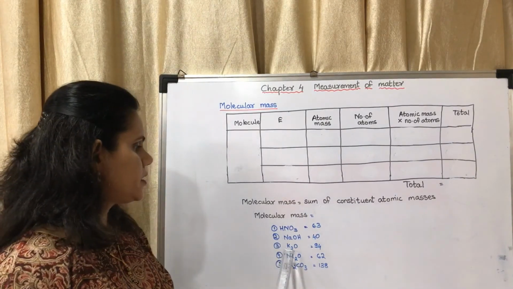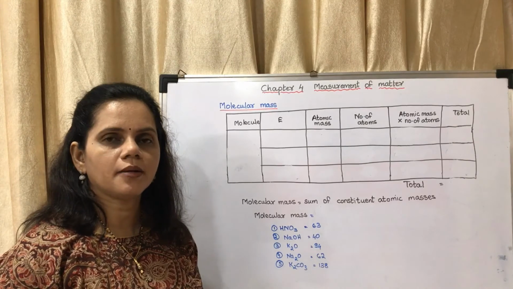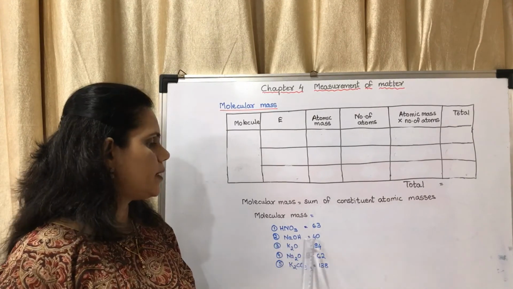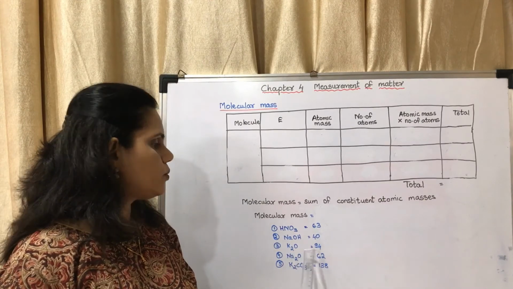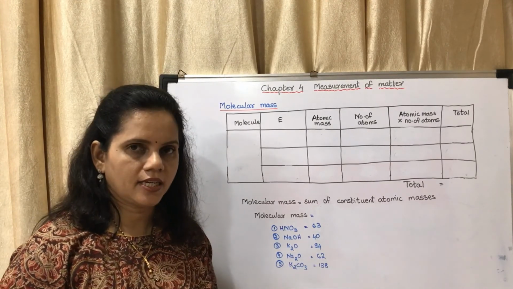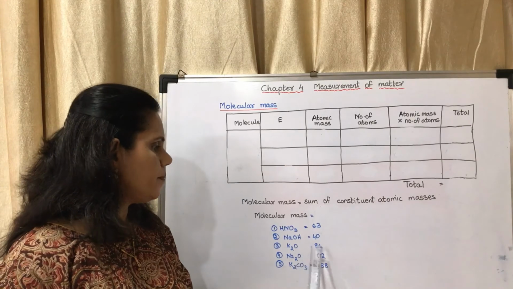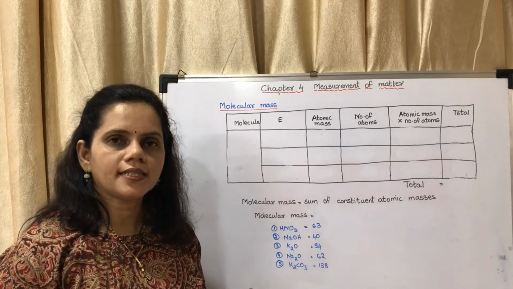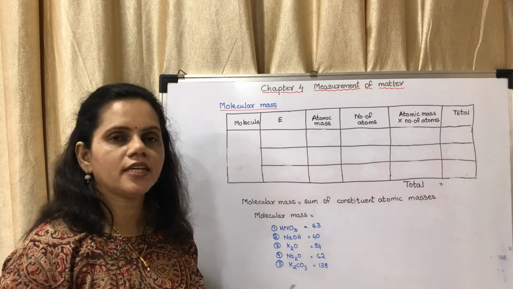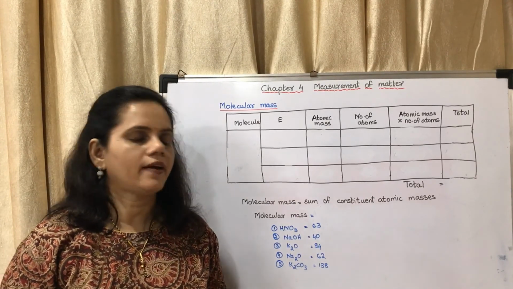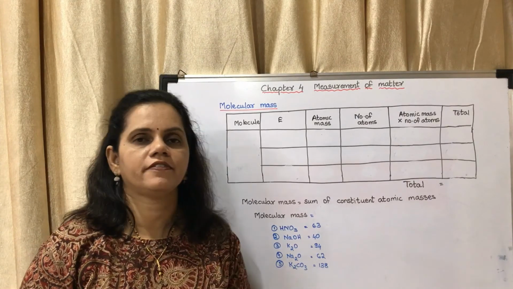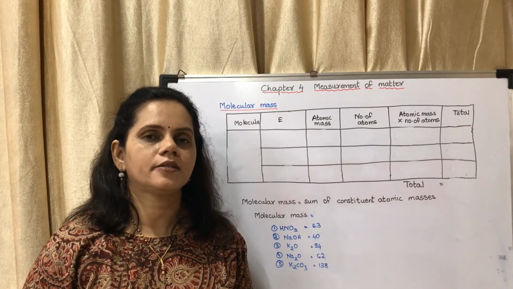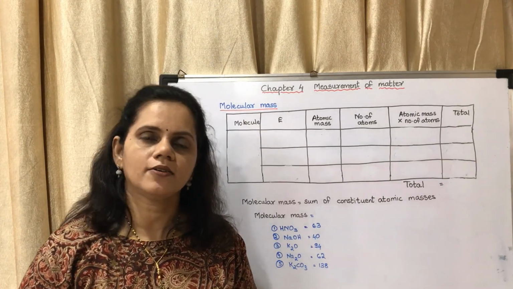Okay, so the first one is HNO3, the molecular mass is 63. Okay, you have to calculate it and show. NaOH, it is 40. K2O, you have to find that, it is not there in the textbook. This I have given to you. The molecular mass is 94. Na2O, it is 62, and K2CO3, it is 138. You have to calculate the molecular masses of these compounds. Okay, and learn. This question is very important. Okay, thank you.